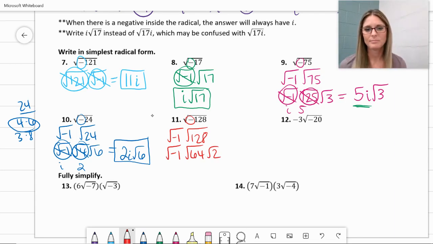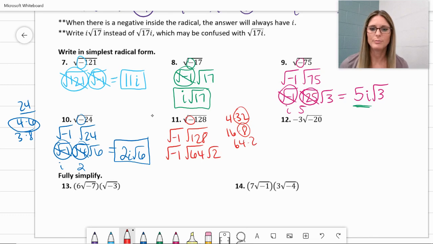128 divided by 4, we mentioned 4 times 32. You can use that, but then you have to break down 32 again. 128 divided by 16 was the 8, but you can break down 8 again because it has a 4. 4 likes to hide. So we are going with 64 and 2 because 64 is a huge perfect square. All right. Square root of -1 is an i. Square root of 64 is an 8. And we'll have to leave the 2 in the radical. Write it in the correct order. 8i radical 2 is our final answer.